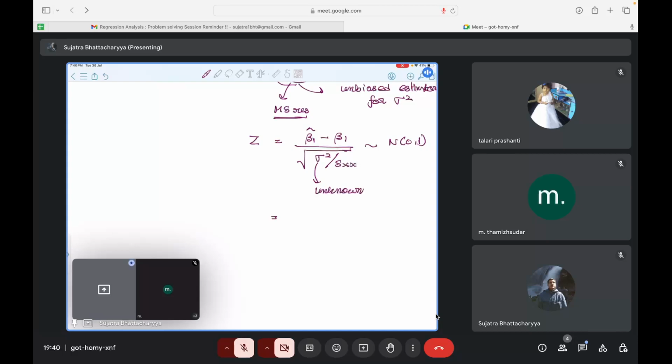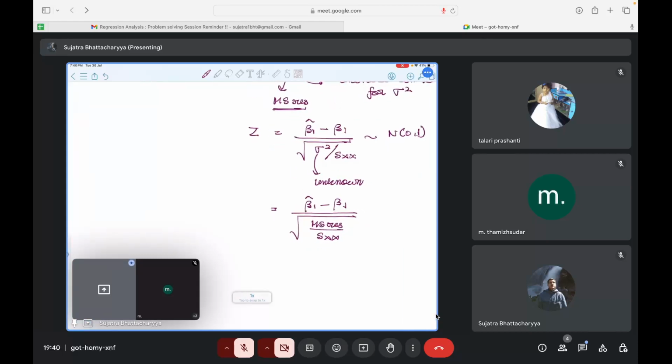So what I will do is that we'll write beta 1 cap minus beta 1 divided by, I just write this as MS residual divided by Sxx. Just I put it, right? This is what I write.